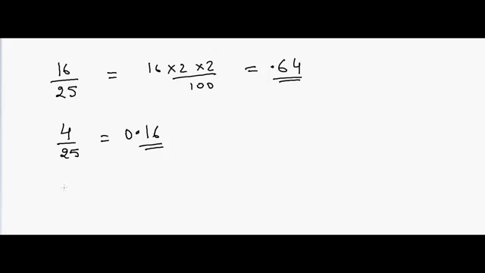Again, if I have 4 divided by 25, that will be equal to 4 into 2, which is 8, and double of 8 is 16, so the answer is 0.16. Another example: if I have 44 to divide by 25, then 44 into 4 is what we have to do. 44 into 2 is 88, and 88 into 2 will be equal to 176. So the answer will be 1.76.